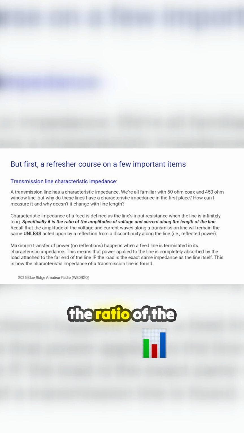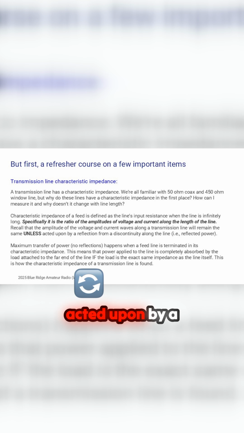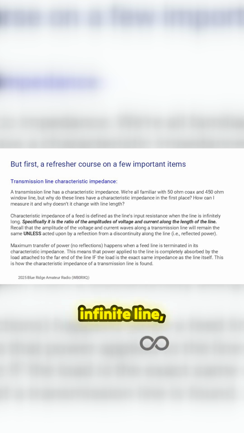Specifically, it's the ratio of the amplitudes of the voltage and the current along the length of the line. And recall that the amplitude of the voltage and the current waves along the transmission line will remain the same unless acted upon by a reflection coming from the far end. So that's the whole point about the infinite line, right? If you measure an infinite line, it's going to measure whatever the characteristic impedance is, because with an infinite line, you have nothing at the end. So you have no reflections coming back.